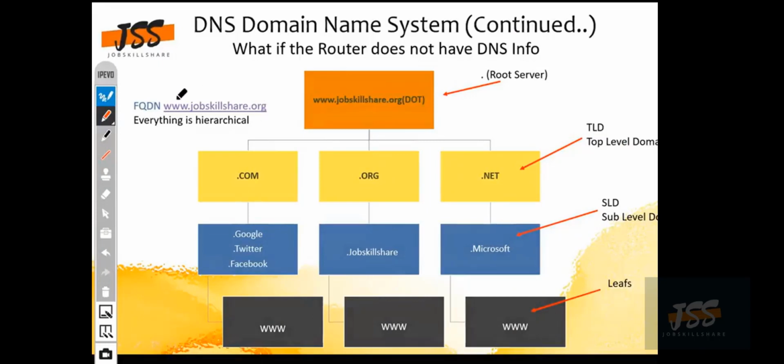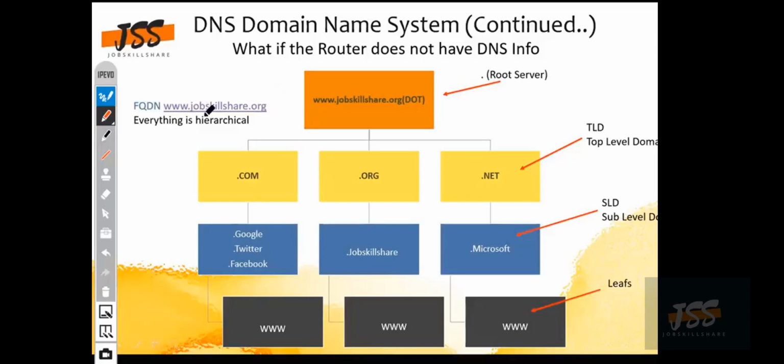So I'm taking the example of jobskillshare.org, which is also known as an FQDN, fully qualified domain name. Let me go into a little more detail on this concept for the DNS domain name. As we have seen, the host computer does not have the information, and the router does not have any information. Then what is going to happen?